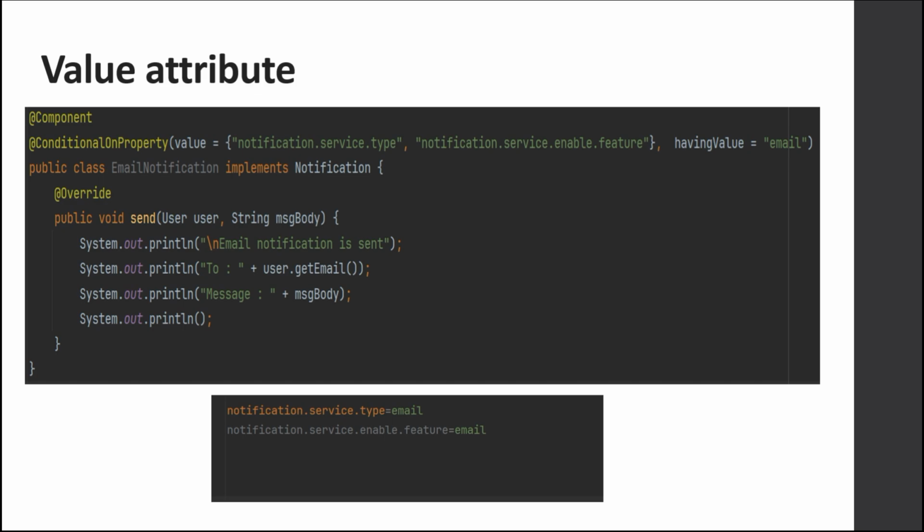If the value is not email for any of these properties, then the bean for EmailNotification would not be created. The bean for EmailNotification would be created only when both of these properties are present in the application.properties file, and the value for both of these properties is email.